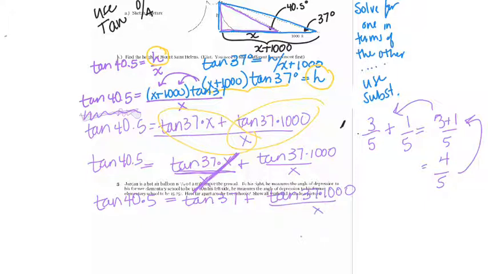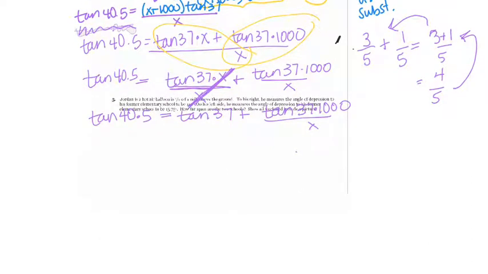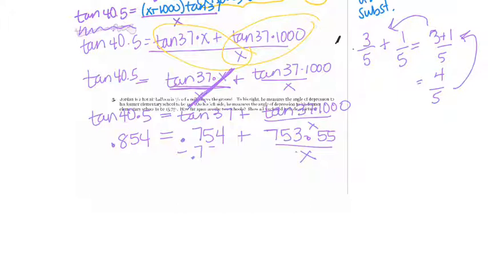I'm going to move my page up a little bit. I know I'm writing over the next one. So tangent of 40.5 I have is 0.854, and tangent of 37 I have is 0.754, and then plus this will be 753.55 over x. Okay, so right now I'm just trying to solve for x, so I'm going to subtract this.